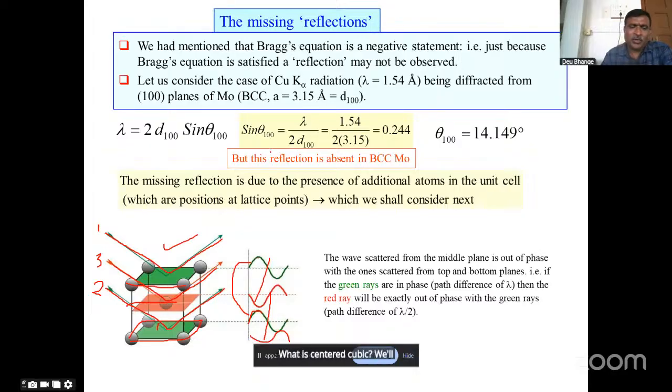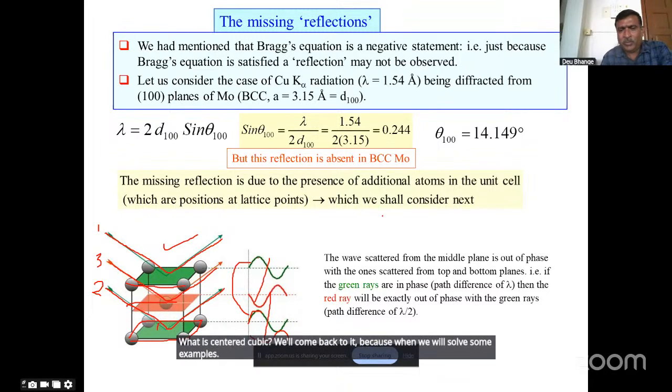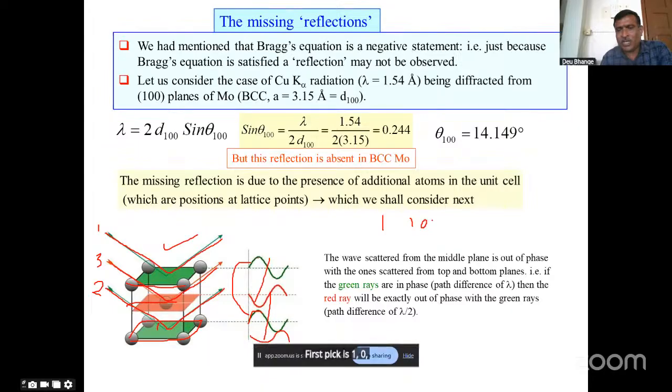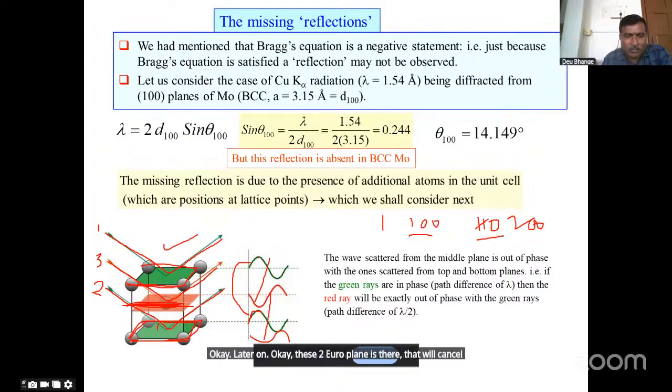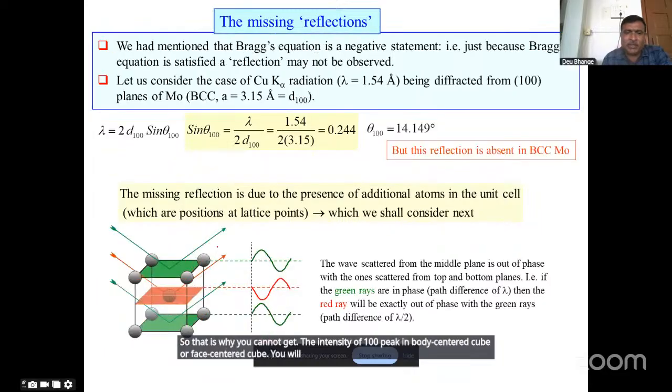We will come back to it, because when we solve some examples, in primitive cubic the first peak is 100 always. In body centered cubic, 110 is the first peak, 100 is absent. So why is 100 absent? Because you can see that this is a 100 plane, this is a 100 plane. In between 100 planes, there is a 200 plane. This 200 plane will cancel the reflection from these 100 planes. So that is why you cannot get the intensity of the 100 peak in body centered cubic or face centered cubic. We will see that afterwards.